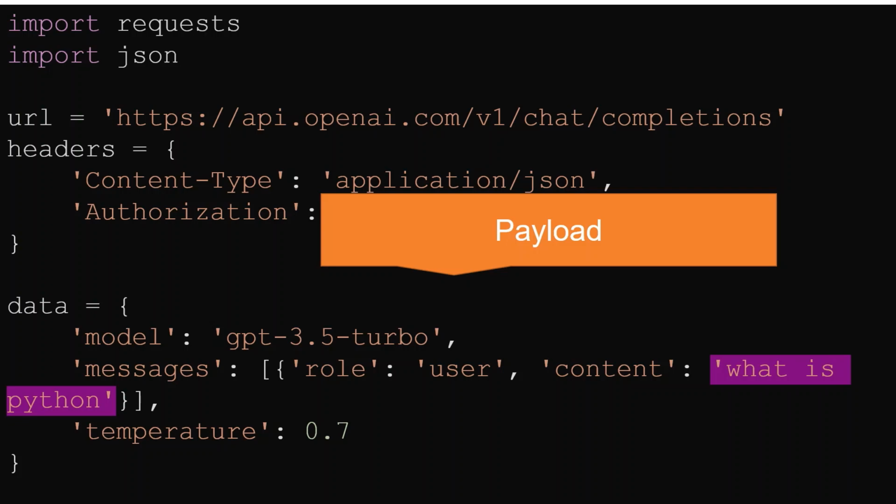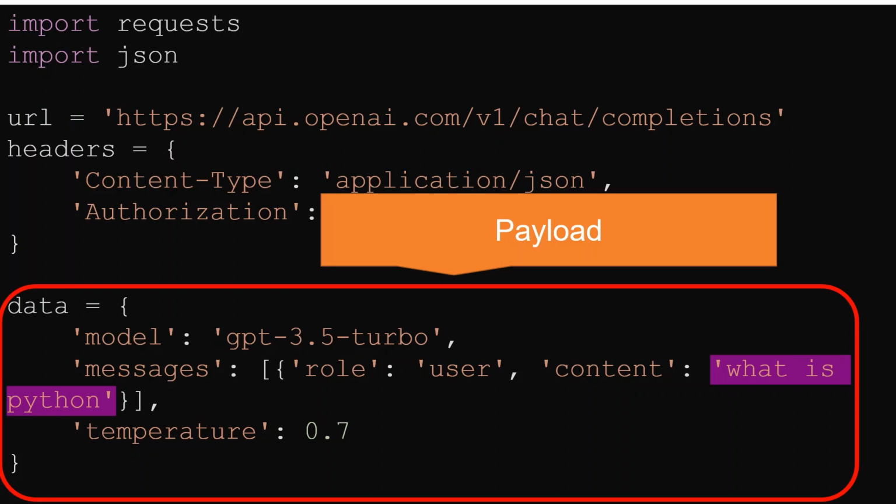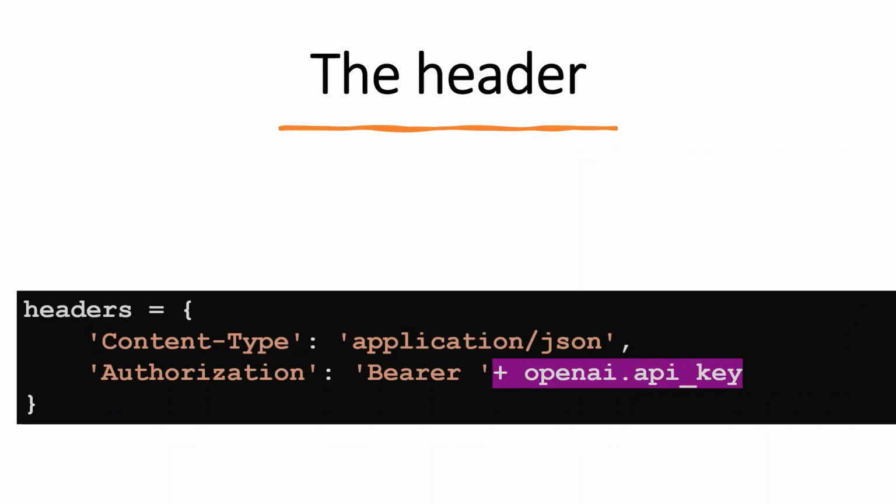We have been using the term payload quite often in this video. Payload generally refers to the actual data or content that we are sending via the JSON object. In other words, it's the information that the JSON object carries. We will end this video with a look at the header.